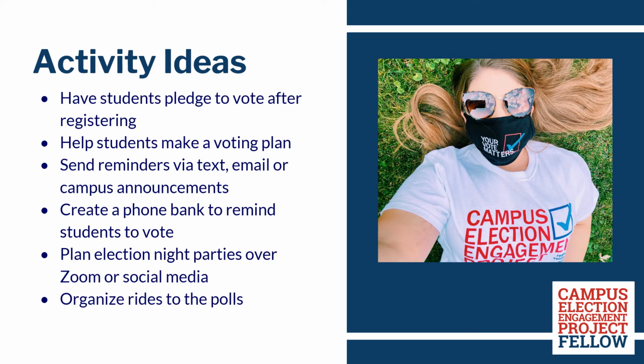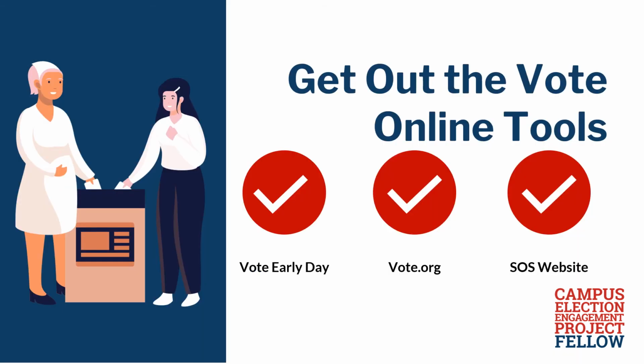GOTV events can take many different forms. Before Election Day, have students pledge to vote and create plans with them for how to get to the polls. On Election Day, you might spread awareness about how to get to the polls, create a phone, text, or email bank to contact students individually, organize rides to the polls, or any number of other creative ideas. There are also several online tools that you can use.